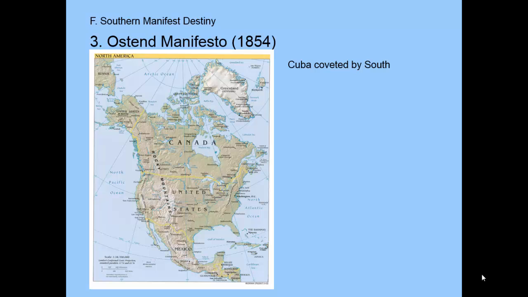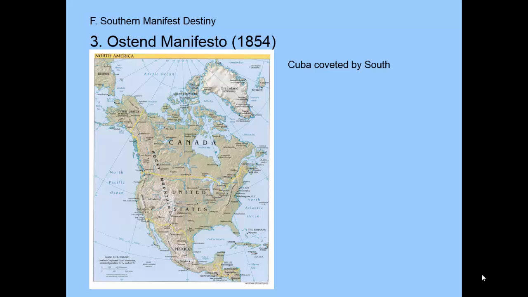And so the government of the United States writes a letter to Spain. It's called the Ostend Manifesto. And in the manifesto, they say, why don't you sell us Cuba for $120 million, which, of course, is way more than we were willing to pay for California. That shows you the desperation of the South to try to get more slave states.